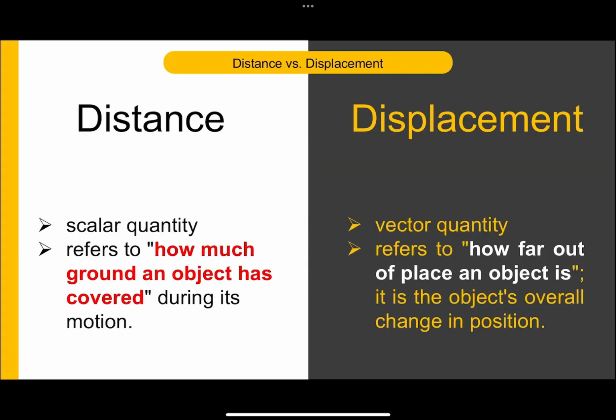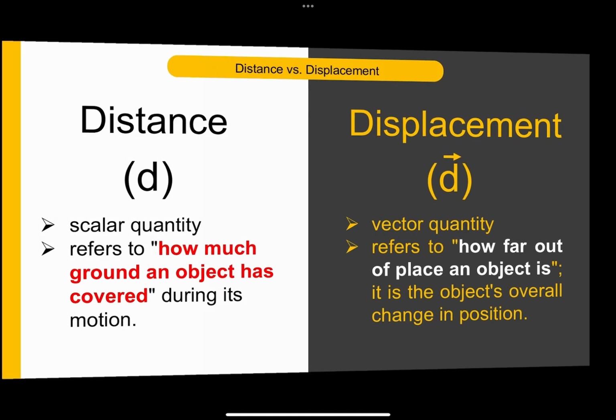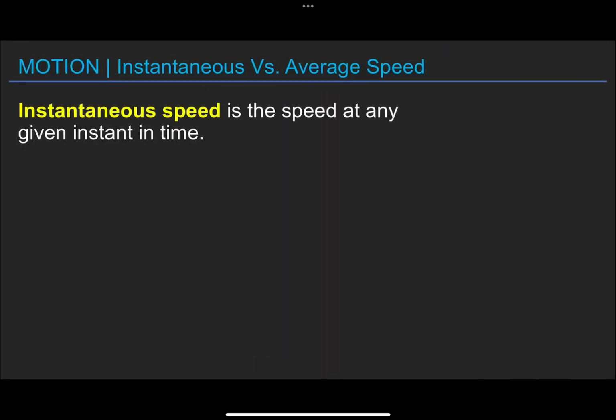The change of position over a certain period of time is what you call displacement. It is a vector quantity, while distance is a scalar quantity. Distance refers to how much ground an object has covered during its motion. Distance can be signified by a small letter d, while displacement can be signified by a small letter d with an arrow above.